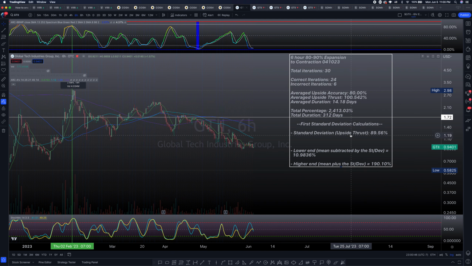Now, particularly to this statistical backtest, there is a standard deviation that we're looking at of about 89.56%. The lower end of the first standard deviation is actually about 11% to the upside, but the higher end of the first standard deviation is actually leading to about 190.10% to the upside.